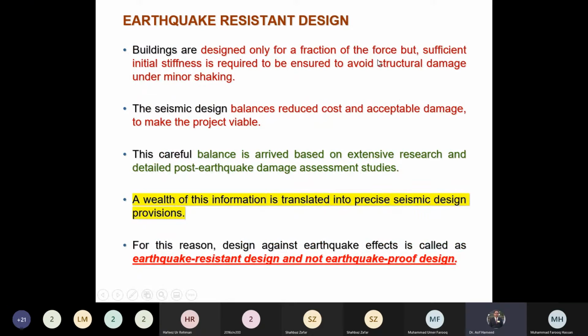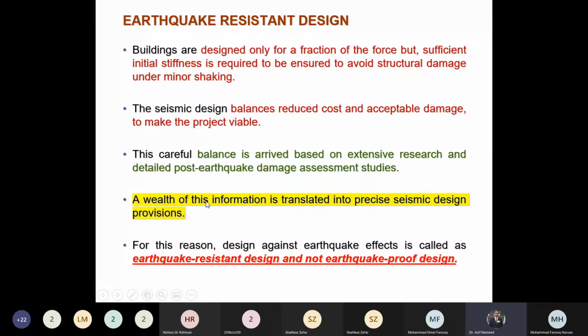Buildings are not designed for the full earthquake forces. They should have sufficient initial stiffness and ductility, so they can respond. There should not be total collapse of the structure. There should be only local damages, local failures, which we can repair. So we have to make the balance between the cost and the acceptable damage. We can reduce the cost with the acceptable damage. And how can we design structures which are economical and the damage is within the acceptable range?